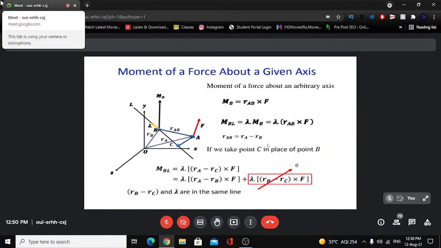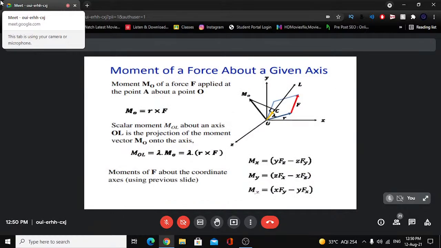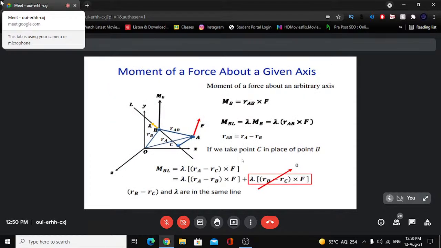Now one important point here: when we say moment about an axis, this moment should remain invariant if we change the point of calculation, right? Here we calculated the moment about, say, this point O. If we shift the point O to some other point, say C, or some other point D, or any other point on this line OL, then this moment should remain invariant. That is one important requirement for this result: the moment of a force about an axis must be the same about that axis. Let's prove that here.